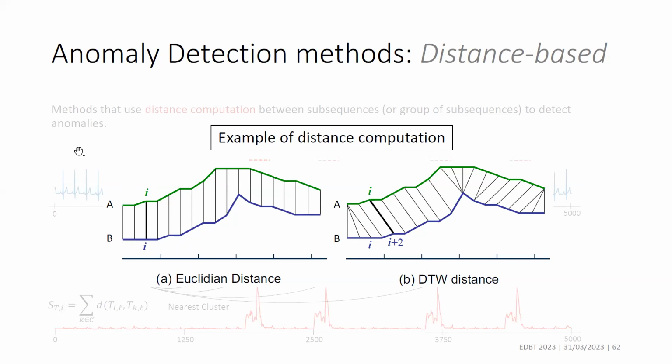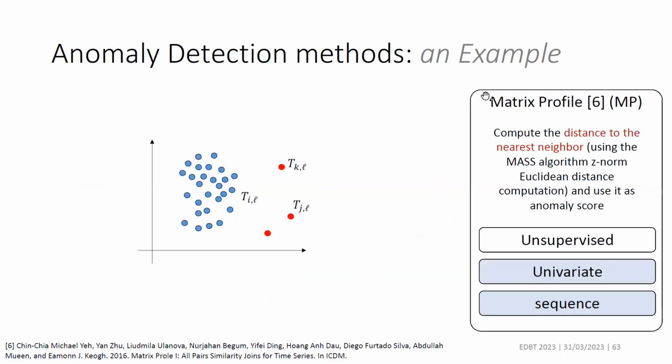The good point of Euclidean is that it's more scalable. It's easier to compute, the complexity is lower. So some of the methods use Euclidean distance for this reason, specifically for the case of large time series. So let's see one example. One very famous method is matrix profile, which was proposed in 2016 at ICDM.